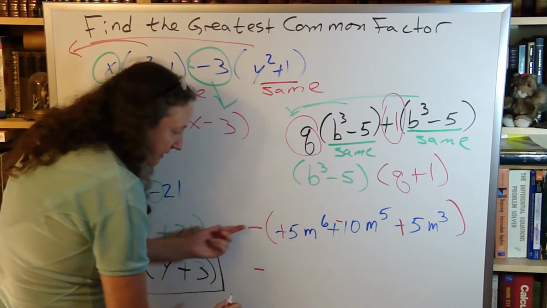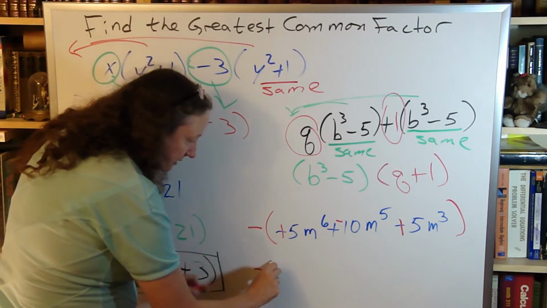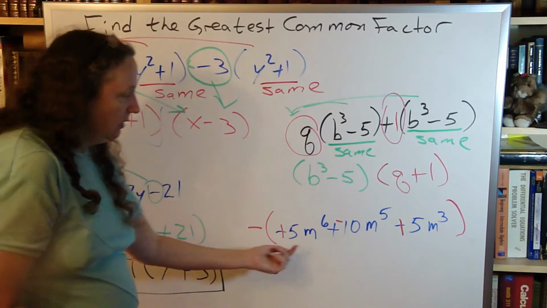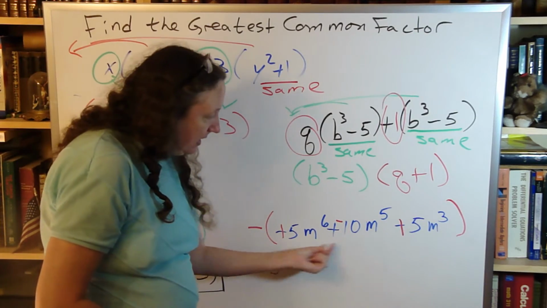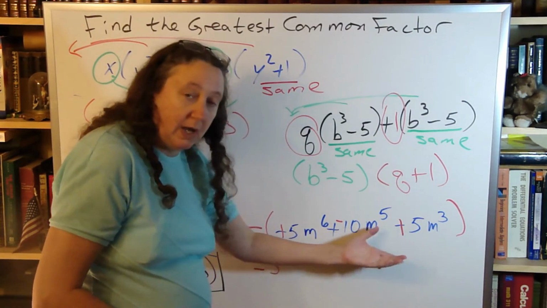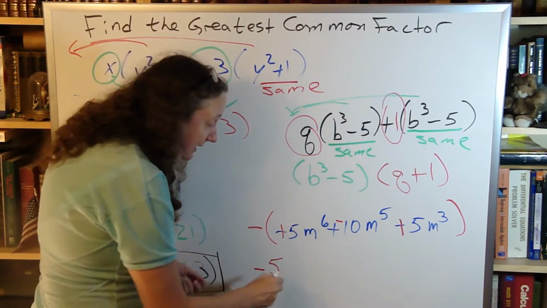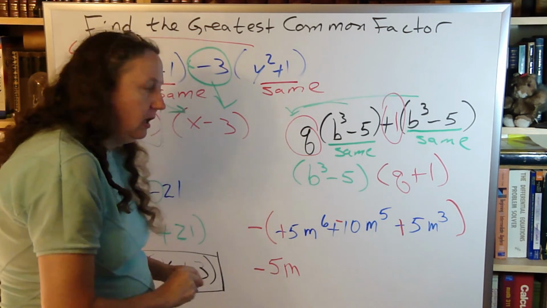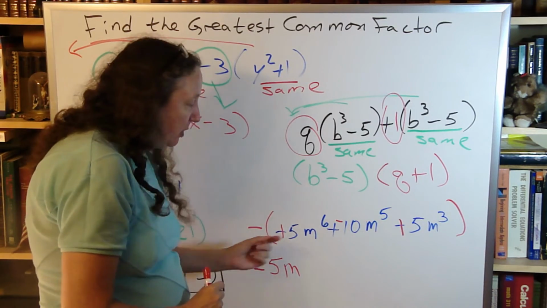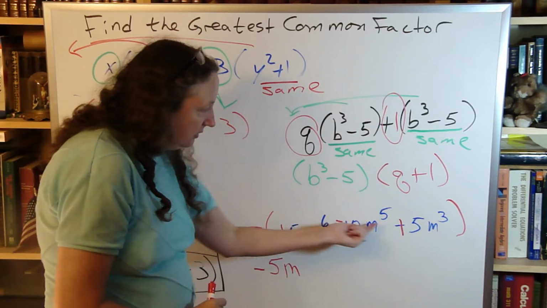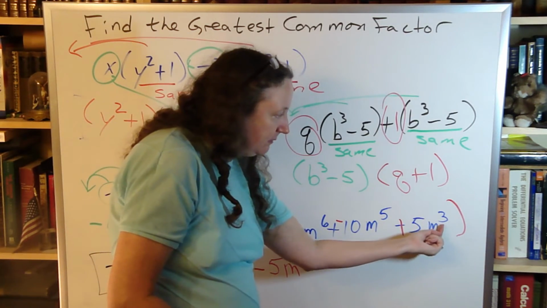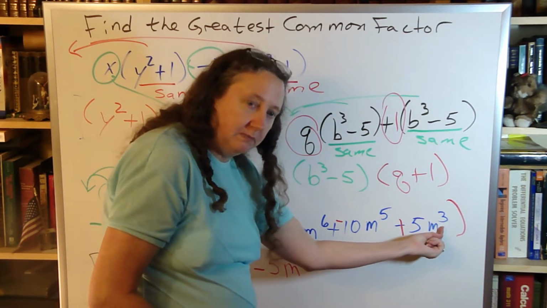So I have my negative from here, carried down. I'm factoring out a 5. Looking at my letters, I have an M, and M. So I have M's there. I can factor at least one M out of this. I look for my smallest exponent, 6, 5. So far 5 is winning. 5 and 3. 3 is the winner.